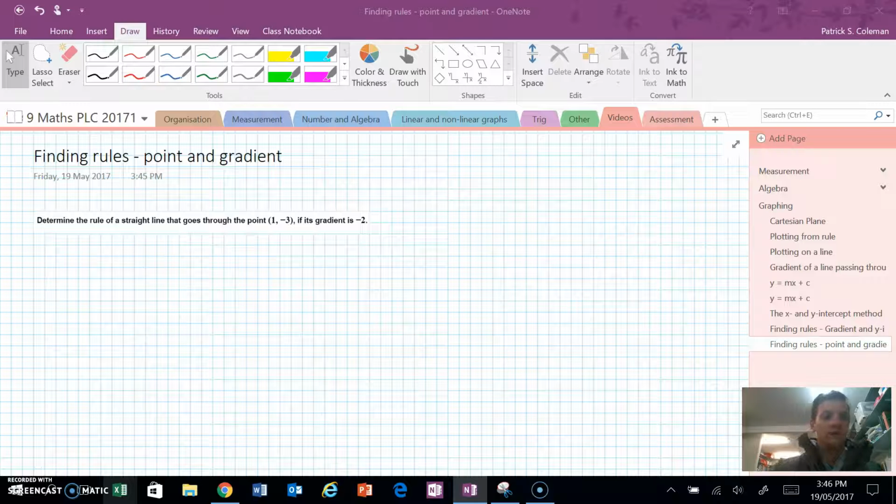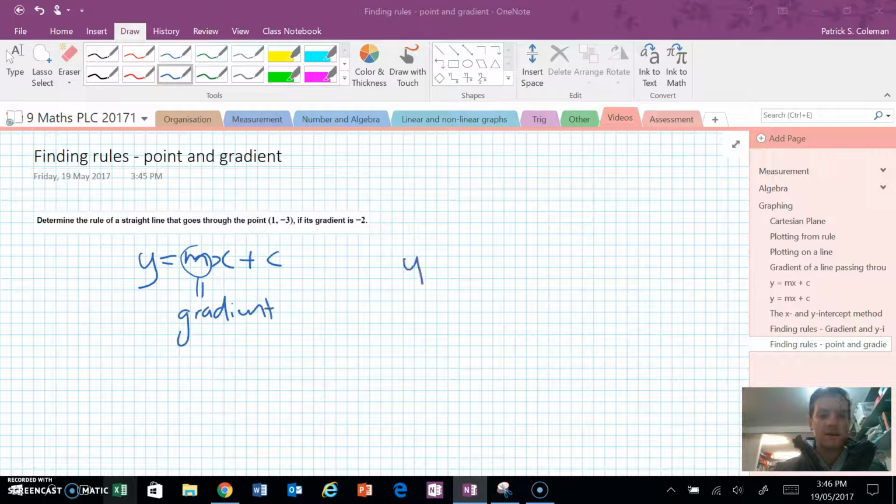So first of all, again, we remember our magic formula, or our magic equation, y equals mx plus c. That's going to be the first thing we write when we have a problem like this. And if we're given the gradient, we can remember that m equals gradient. So we can plug that value straight in. So y equals minus 2 in this situation, which is here.